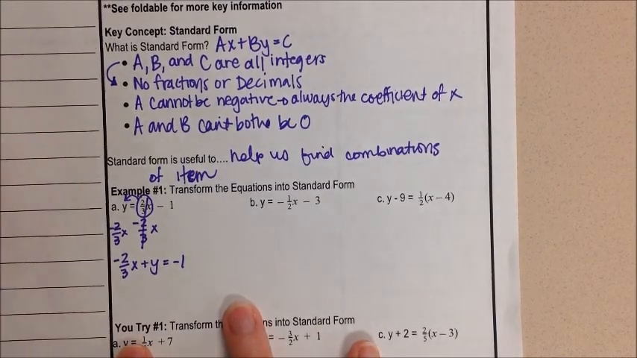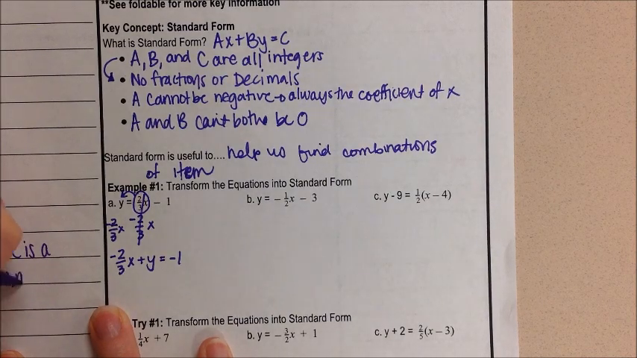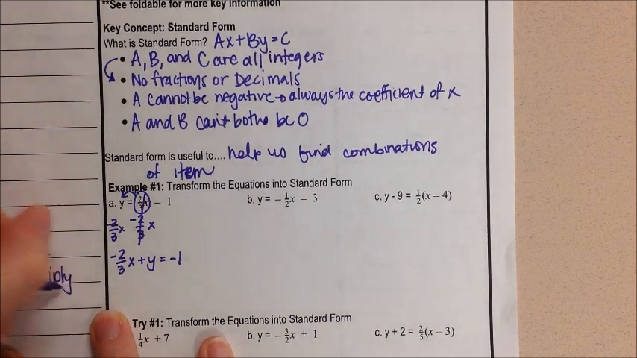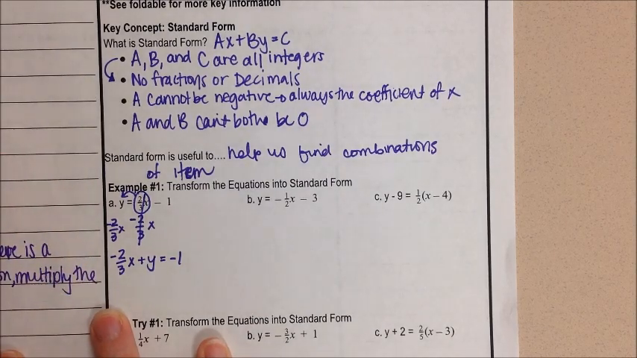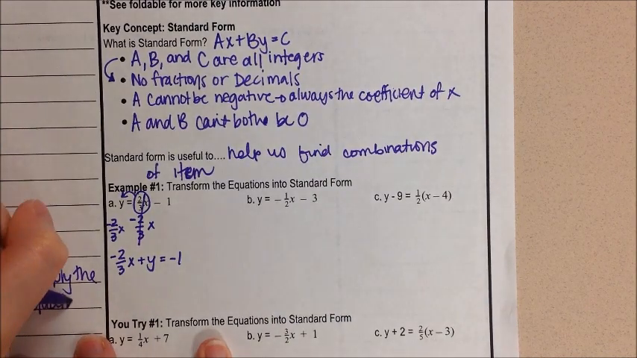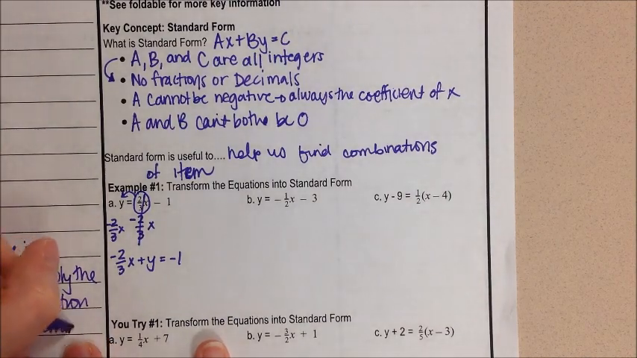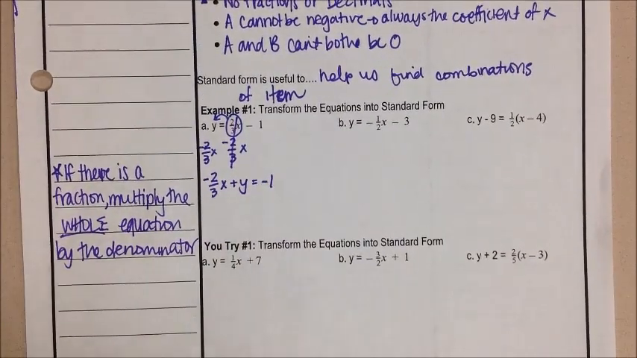I'm going to write this out in the questions side. If there is a fraction, multiply the whole equation by the denominator. Because when I multiply by the denominator, it eliminates the denominator. Oops, I'm sorry, you cannot see that. So if there is a fraction, multiply the whole equation by the denominator. If you don't do that, it's not going to get rid of it.